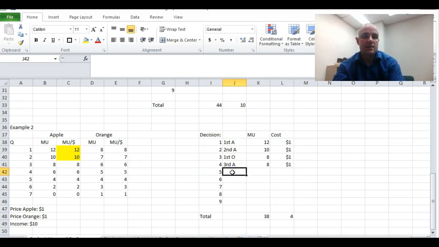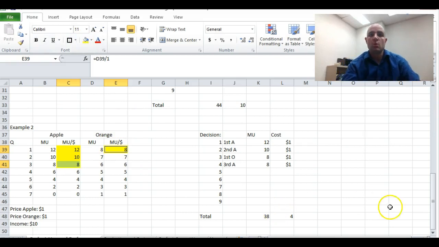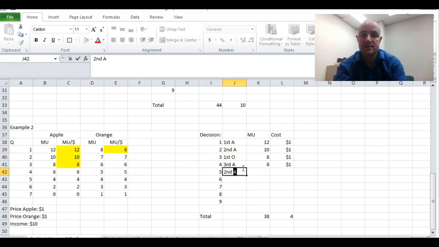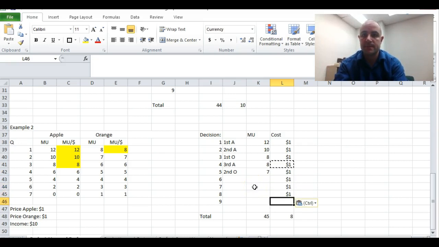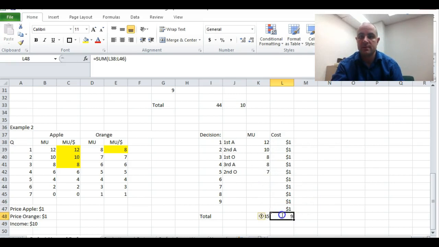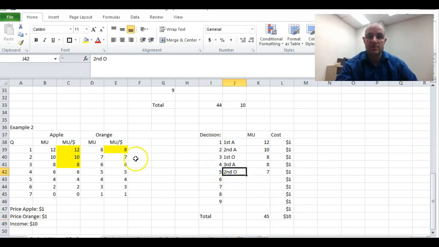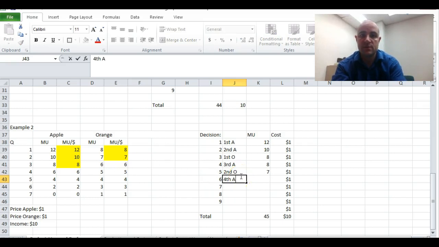All right. So we bought this and we bought this. What's our next decision? We can either buy the fourth apple and get 6 units of utility per dollar, or the second orange and get 7. 7 is greater than 6, and so our next decision is going to be the second orange. And we get 7, and let's just copy this down for a few. So we're taking the second orange and getting 7, so that's next. Now, next we can either add the fourth apple or the third orange, and you get the same. So we're going to take the fourth apple and the third orange and get 6 and 6.